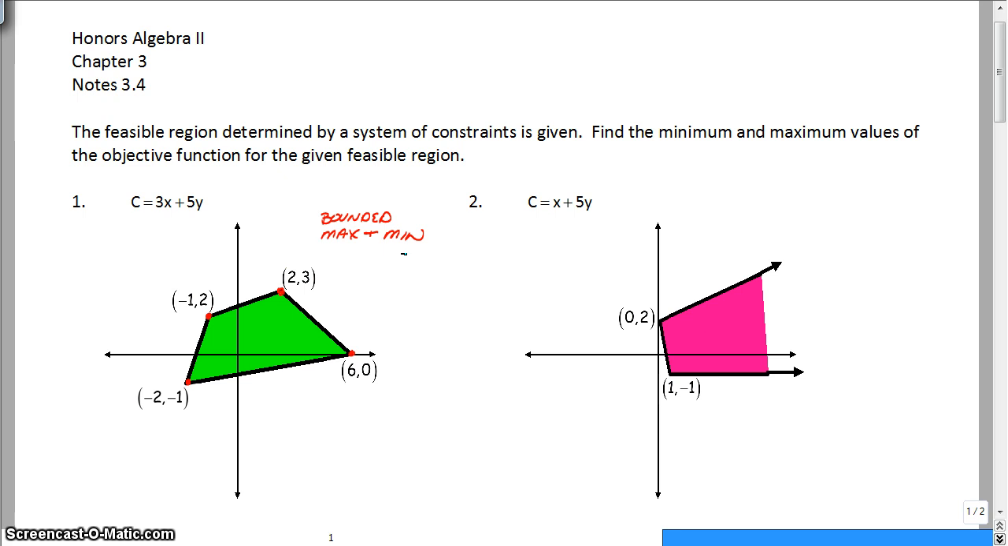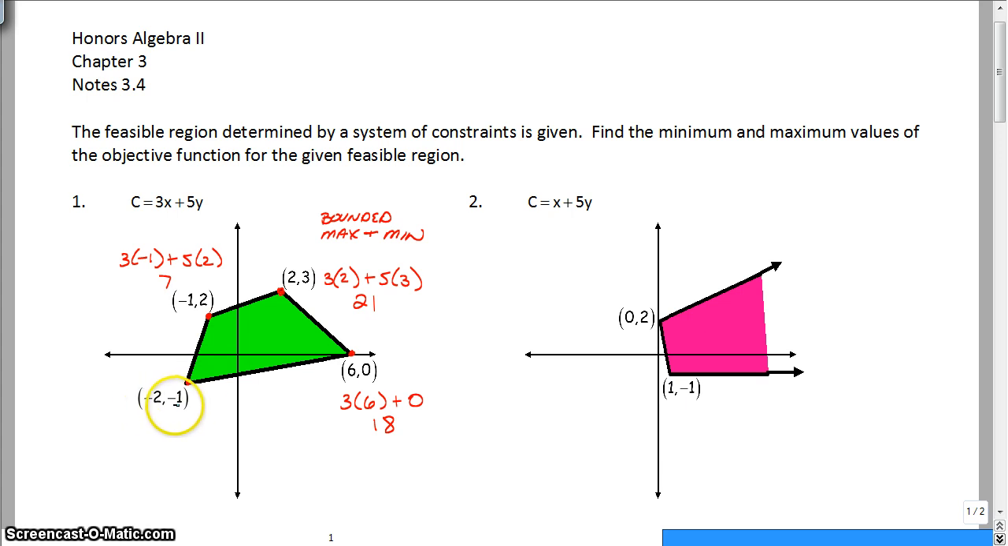So what we have to do is take our 4 intersection points and substitute them into our objective function, which is C equals 3x plus 5y. So this is going to give us 3 times 2 plus 5 times 3, and that's going to give us 21. We're going to substitute in the 6 and the 0, so 3 times 6 plus 0 is 18. Let's substitute in negative 1 and 2. So 3 times negative 1 plus 5 times 2 is going to give us 7.